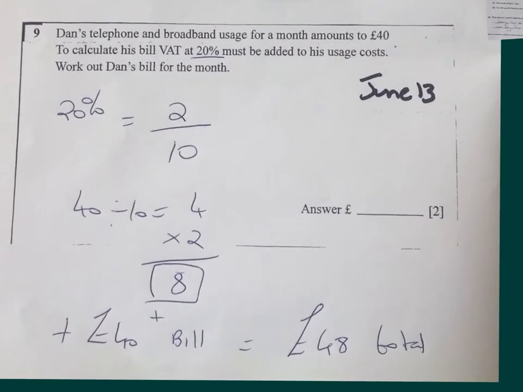We've got a monthly bill of £40 and he pays 20% VAT. This time they want to know the total bill because you're going to have to add the VAT on. 20% again, 2/10. Show the examiner that. 2/10 of 40 is 4 times 2, which is 8. So the new bill isn't 8, the new bill is the 40 plus the 8, which gives you 48. Okay, fairly straightforward question on percentages.